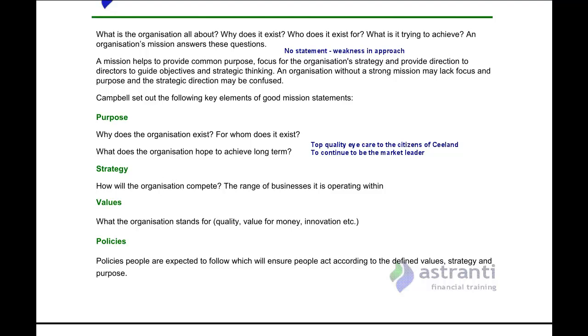Next up is strategy. So how is the organization competing? How is it competing with ZimChem, with NewSpecs, those competitors of the company?